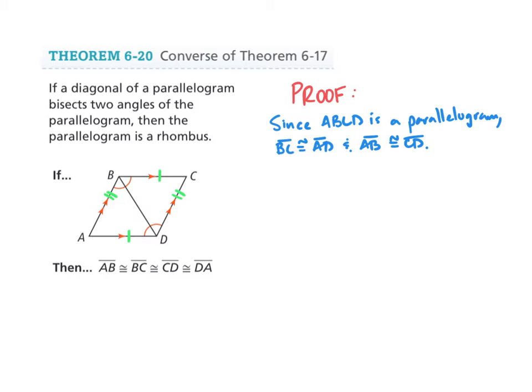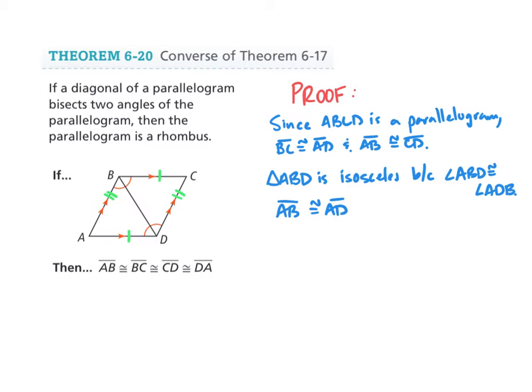Let's do it this way. Let's say that triangle ABD is isosceles because angle ABD is congruent to angle ADB. So that means that segment AB is congruent to segment AD. Okay, so follow where we're at. We've decided that actually these two segments must be congruent because these two angles are congruent.